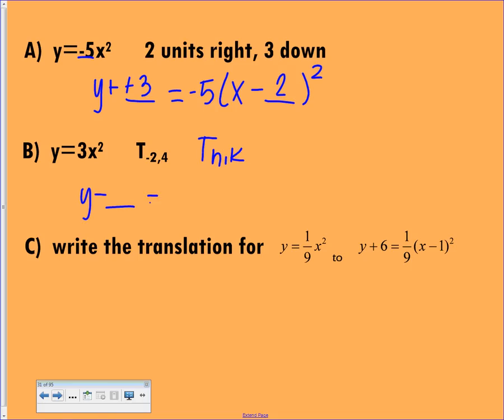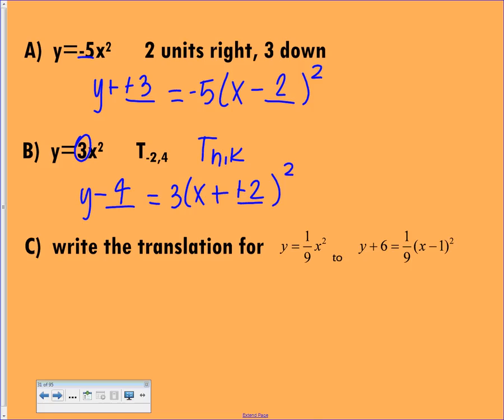So y minus something equals 3, and then x minus something squared. Your number out front comes from the equation, and then you just fill in the blank. Well, h is the first number, so it goes with the x. So I fill in a -2, and then I fill in a 4 with the y. So the -2 becomes a +2. So when it gives you the h and the k, you just plug them right into your formula there.